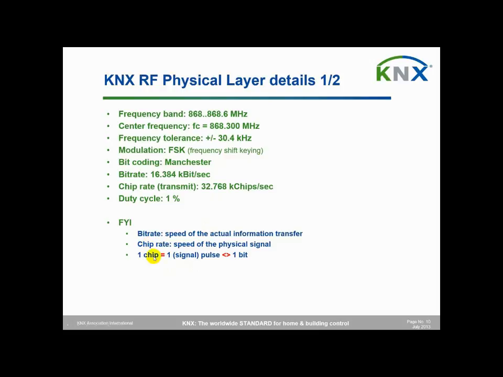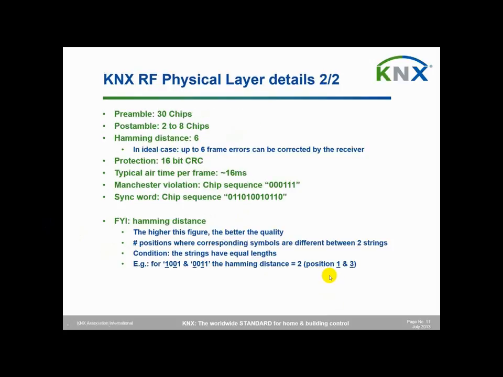So for your information, bit rate is the speed of the actual information transfer, and this actually is not the same as the chip rate, because that's the speed of the physical signal. So just to point this out in case you were not familiar with that aspect yet. Furthermore, we have a preamble with a specific length, of course, postamble.